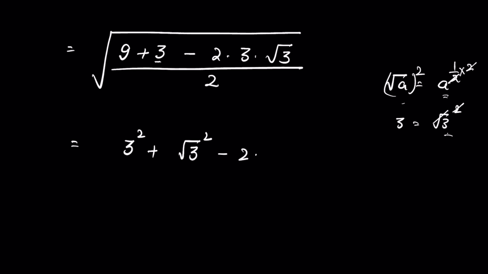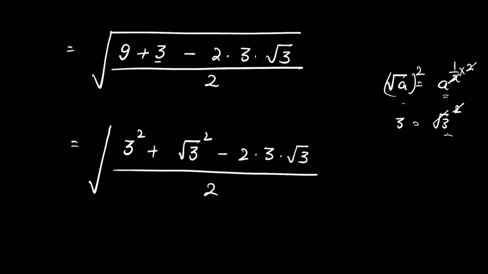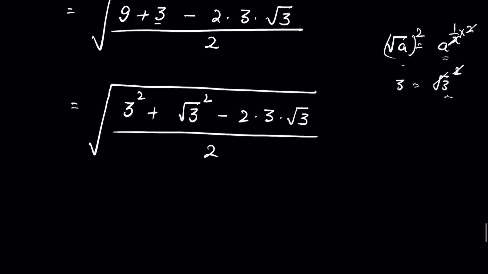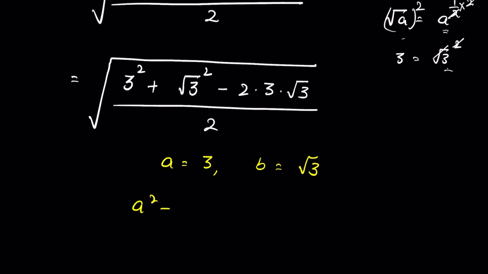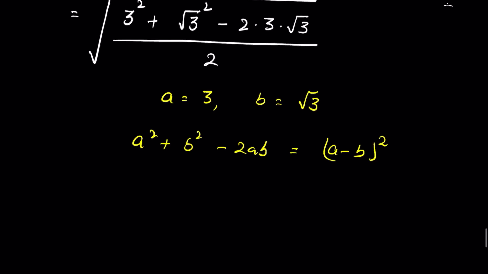Minus 2 times 3 times square root of 3 upon 2 under square root. Now if you focus here, if we consider a equals to 3 and b equals to square root of 3, then here we have a square plus b square minus 2ab, and this is an algebraic expression. We can write it as a minus b whole square. So we can write here 3 minus square root of 3 whole square, then upon 2 under square root.